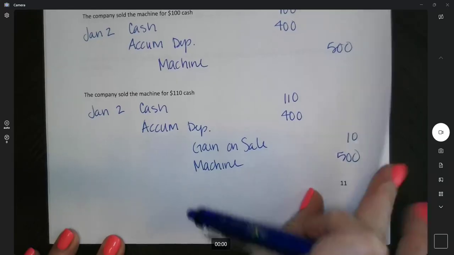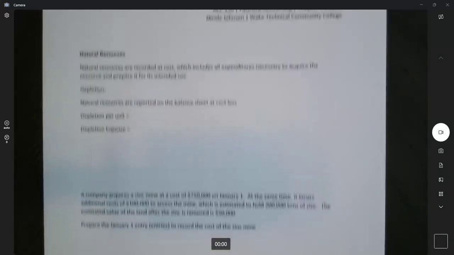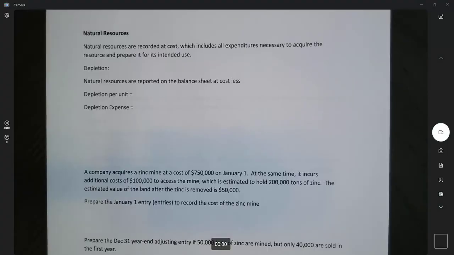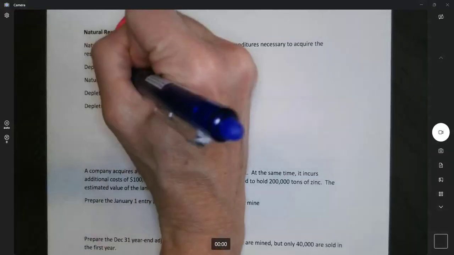Turning the page. Next up, we'll take a look at natural resources. These are going to be recorded at cost, which includes all expenditures necessary to acquire the resource and prepare it for its intended use. Depletion is basically depreciation for natural resources. This is the process of allocating the cost of the natural resource to the periods when it is consumed.